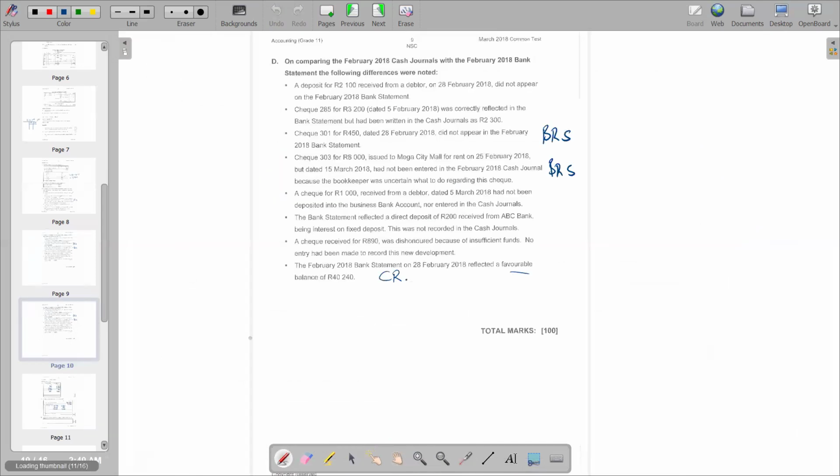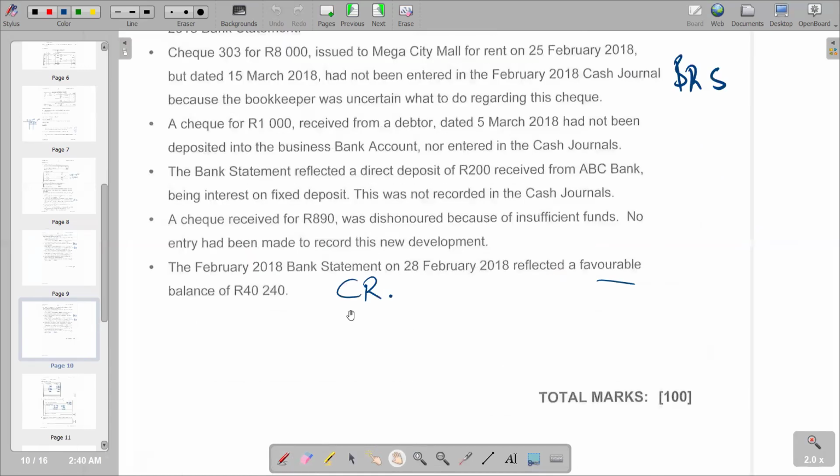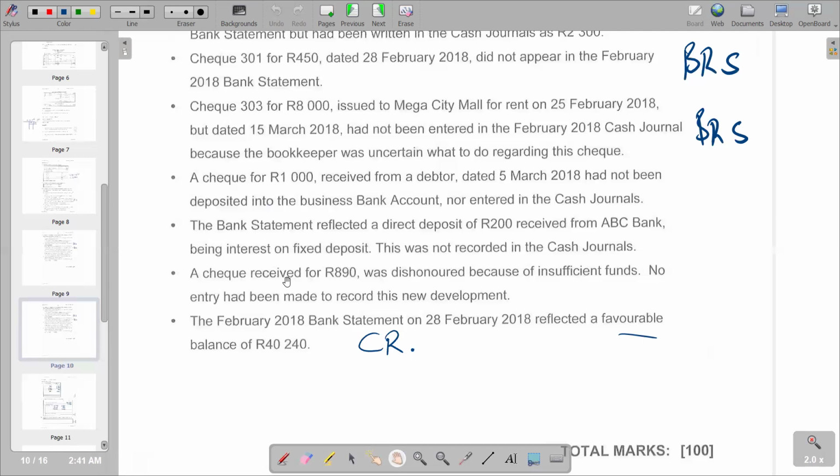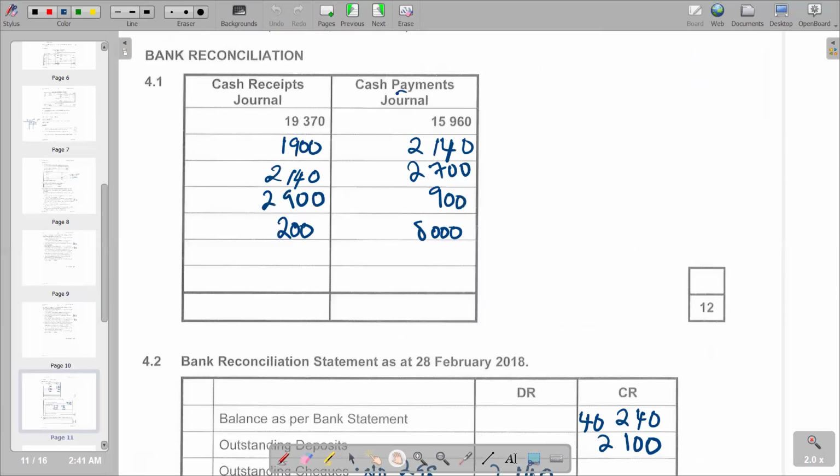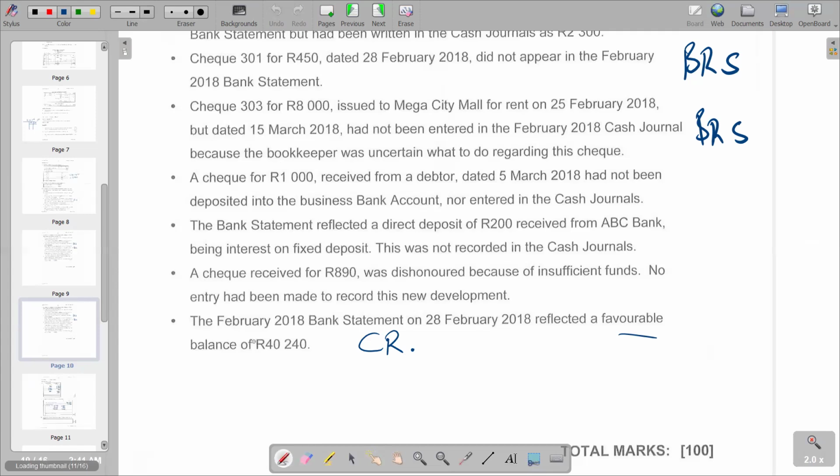Then we go to the next one. From that one, we go to a check received for 890 that was dishonored because of insufficient funds. No entry had been made to record this new development. Remember, as we received the check, we recorded it under the cash receipts journal. So when it was dishonored, it means now we need to remove it by entering it on the cash payments journal, 890. So here 890, and it doesn't affect our bank reconciliation.